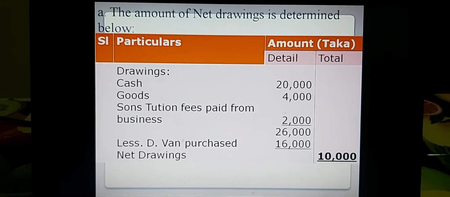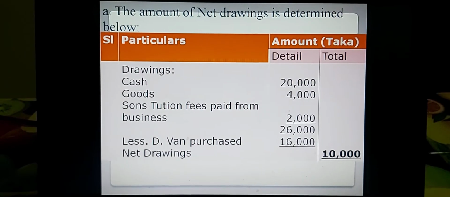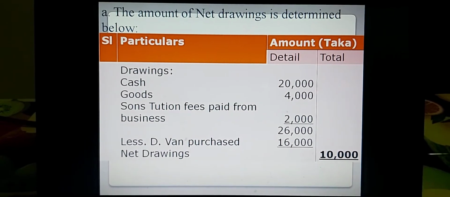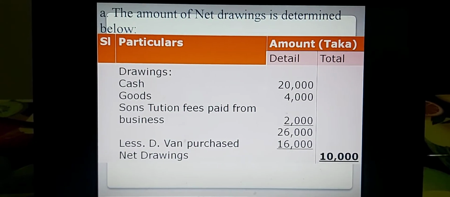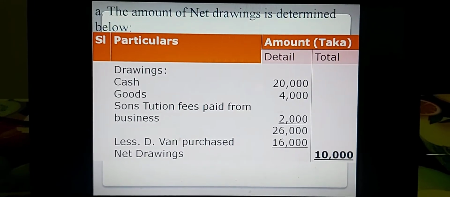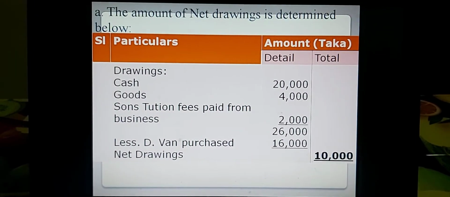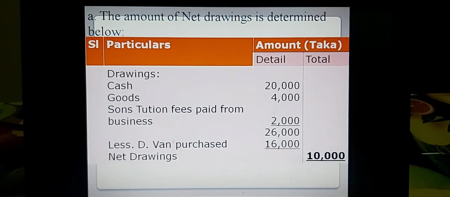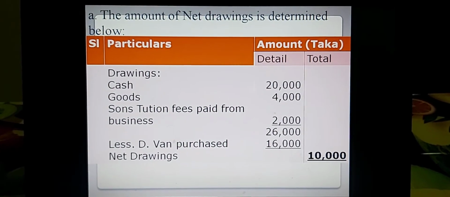First one, cash drawings taka 20,000, you have to write in the first column, and goods drawings taka 4,000 in the first column. Son's tuition fees from business, this is the personal expense of the owner, so taka 2,000 in the middle column. Total of drawings at this moment taka 26,000.